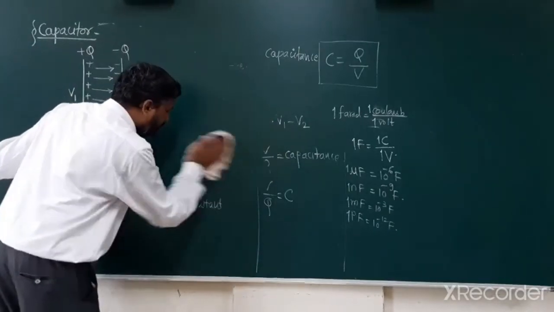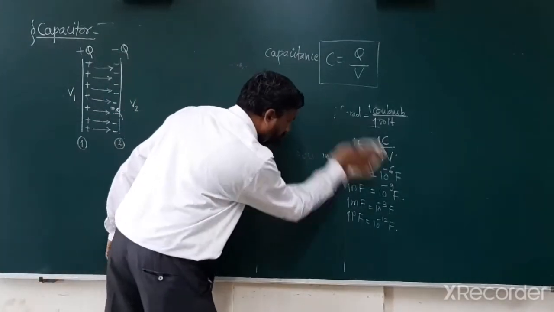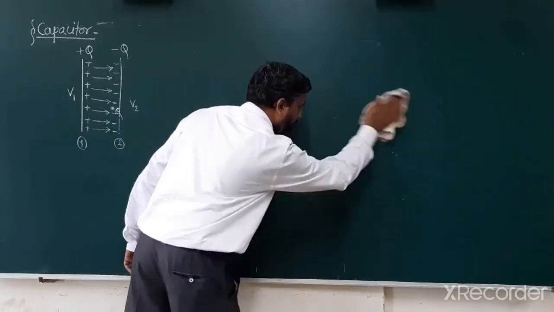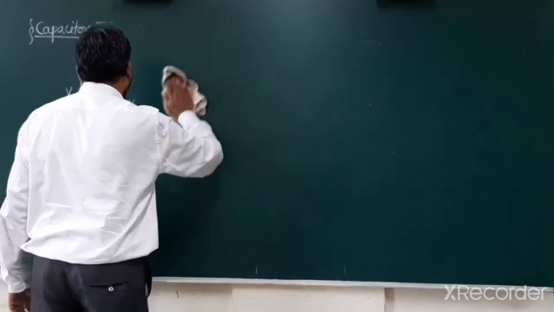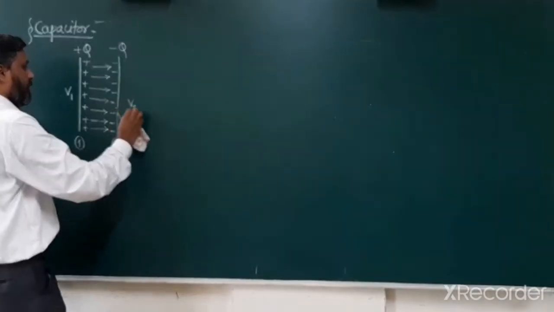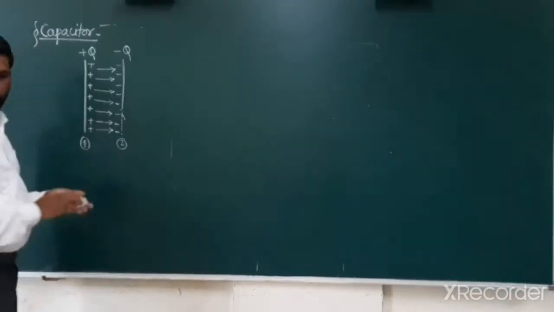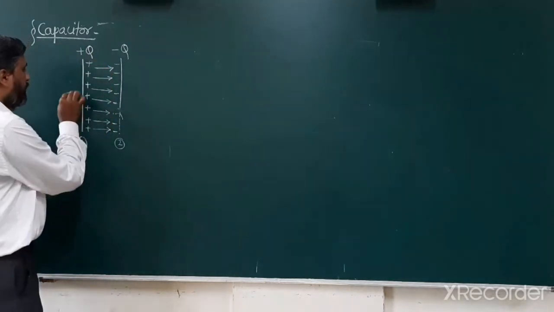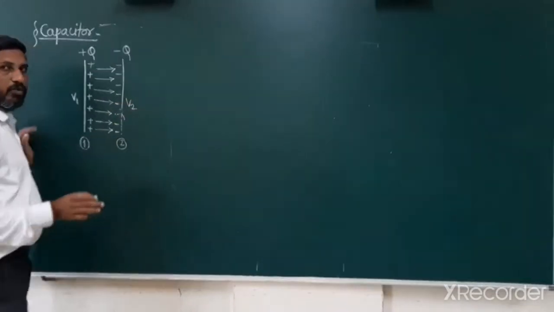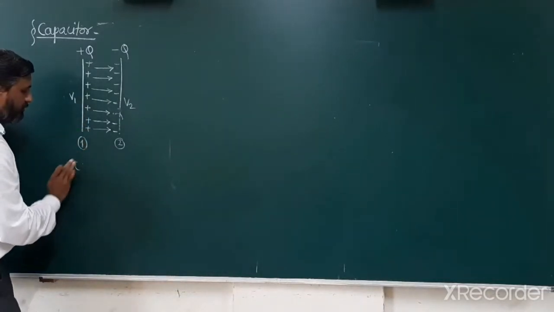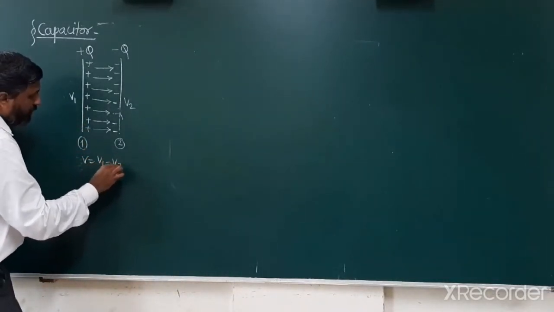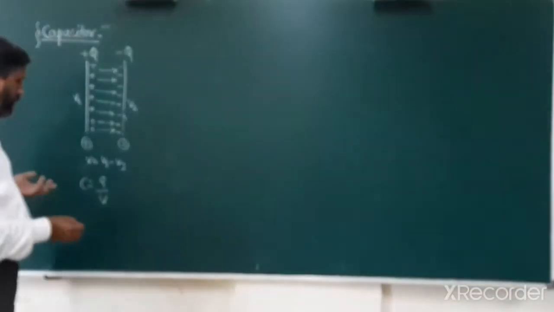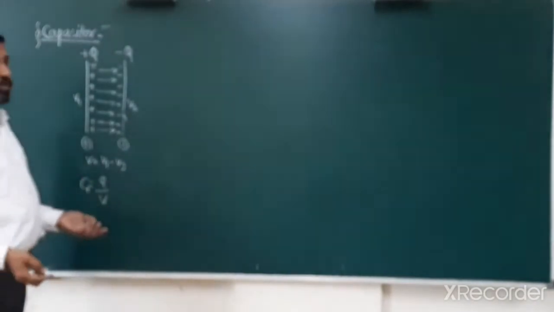I am not erasing the first diagram. Now this is my initial case, as it is. This is my V1, this is my V2. Don't confuse. For this diagram, V equals V1 minus V2, then C equals Q by V. It will be very clear. Or we can just write C1 equals Q by V.